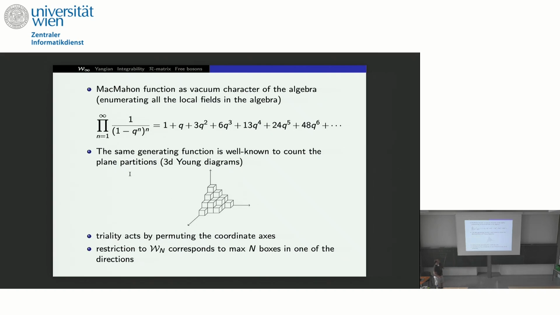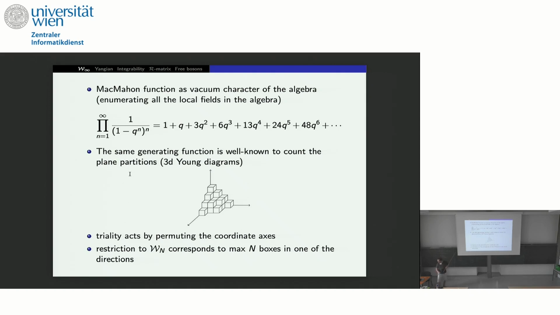And maybe surprisingly, this function is known, again, from 19th century math. It's the famous MacMahon function, which counts 3D Young diagrams. So it's counting configurations of boxes in the corner of a room. The number of local fields of dimension n is given by the number of configurations of n boxes that you can put in the corner of the room. Here you also see very naturally how the triality symmetry permuting the three parameters can act. It simply permutes the coordinate axes. So it has a very nice combinatorial realization.